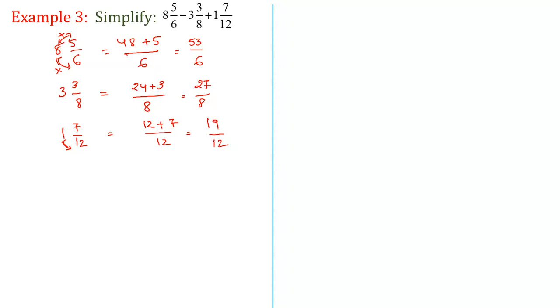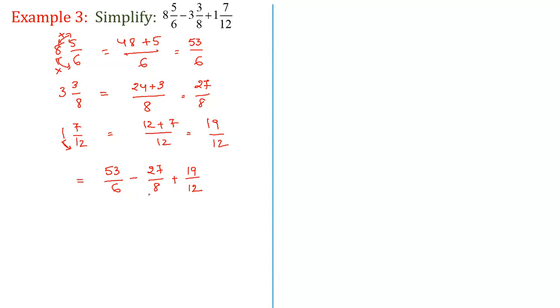Now take the signs which are in between them. So now it is 53 by 6 minus 27 by 8 plus 19 by 12. So now this is the problem converted into the improper fraction format.